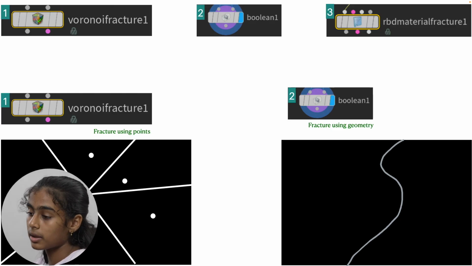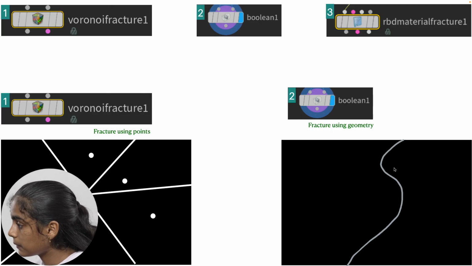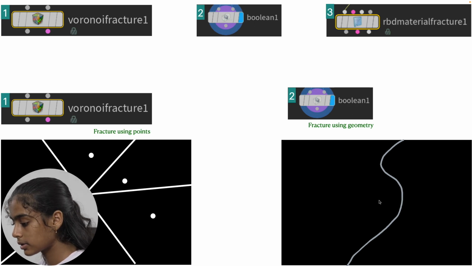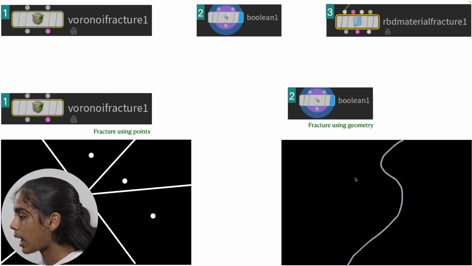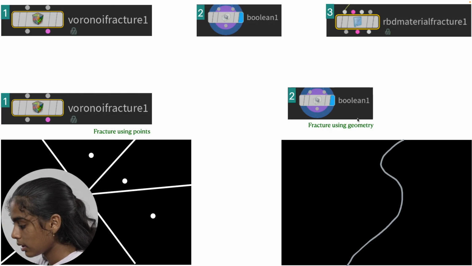That disadvantage would be that you can see that there are lots of ins here and there, which means that Houdini is going to have a hard time calculating how each piece is going to react when we're simulating it. And so that's why we don't use Boolean either.